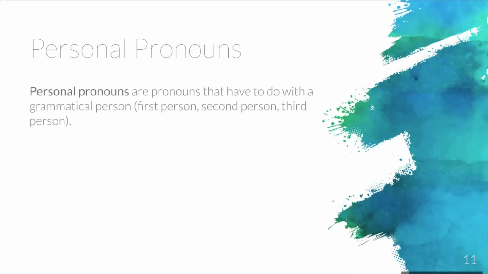Now we're on to the second part of pronouns, which are personal pronouns. Again, we will go more in depth with the tenses of pronouns as we progress through these videos, but these first 8 videos are just an introduction to parts of speech. Personal pronouns are essentially pronouns that are related to the grammatical person. There are basically 3 types of personal pronouns: first person, second person, and third person.